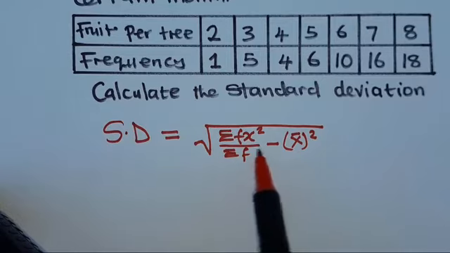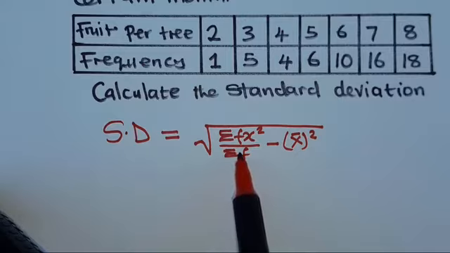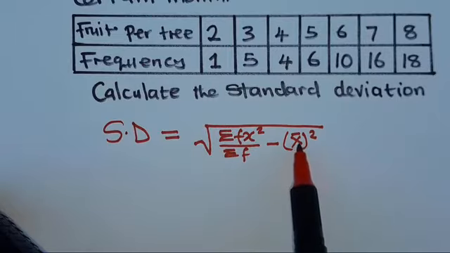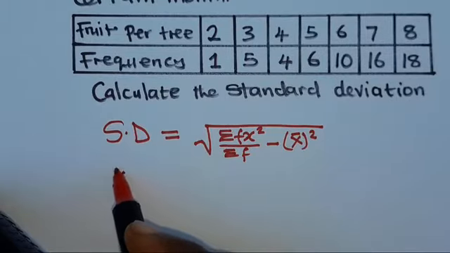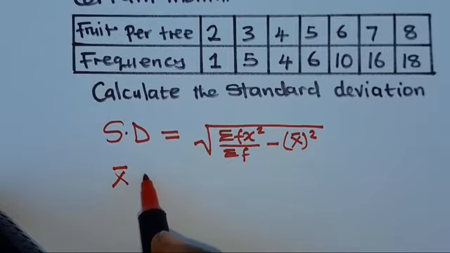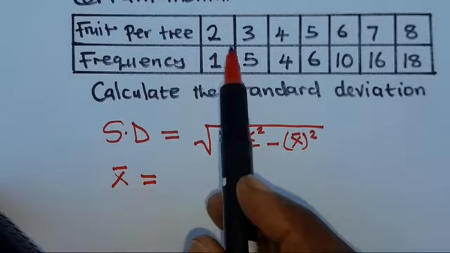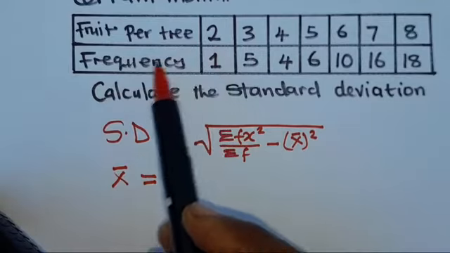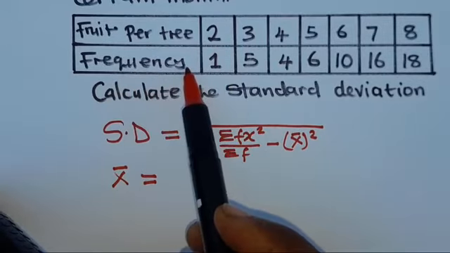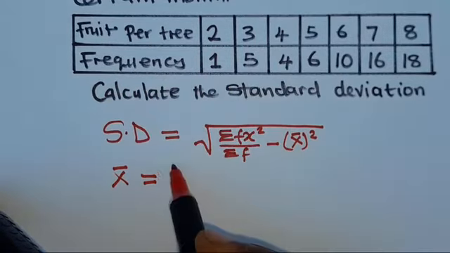Alright, so when you look at this formula, it has two parts. It has this part and this part. So this part, the x bar, is the mean. So the first step that we're going to do is to find the mean. So we're going to say x bar, which is the mean, is equal to, when you go back to the table, you are going to see that you have fruits per tree. And then here you have frequency. So you are going to write the frequency.